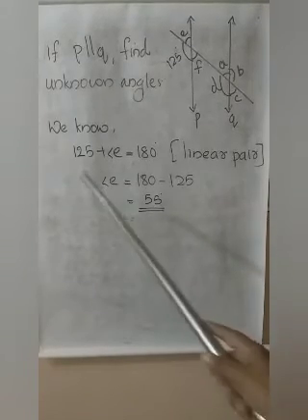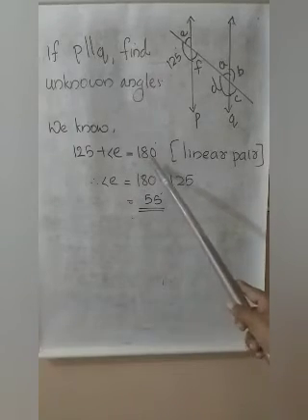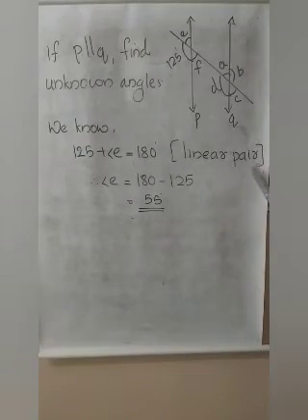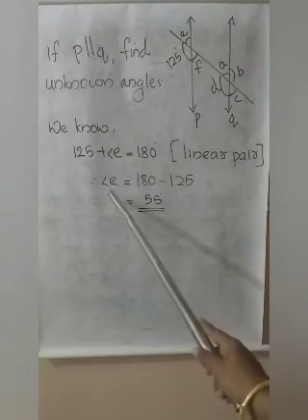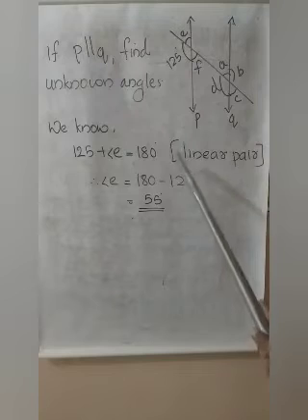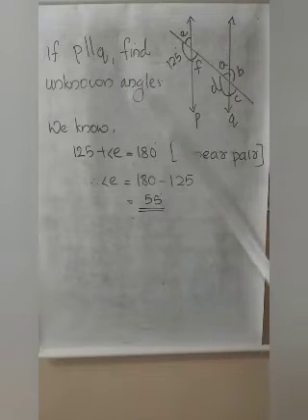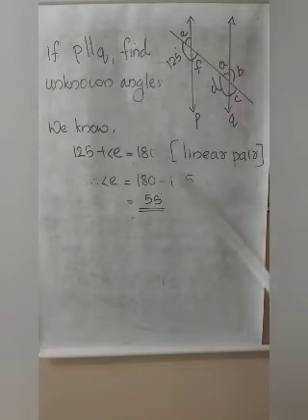So we have angle 125 plus angle E is equal to 180 degree. What is the reason? Linear pair. From this equation we are finding what is the value of angle E. What is angle E? 180 minus 125, 55 degree. So we got angle E. The value of angle E, 55 degree.